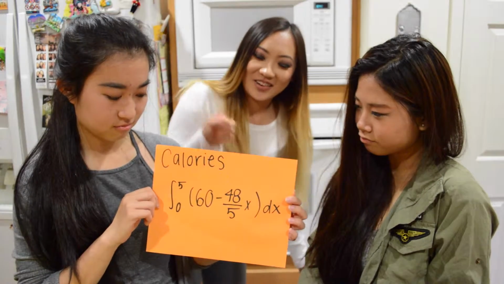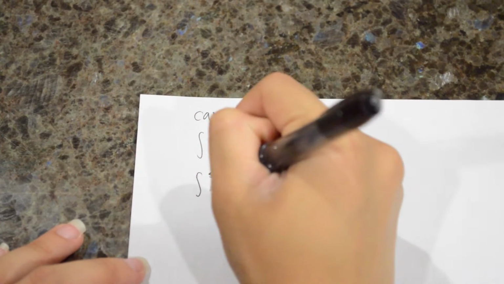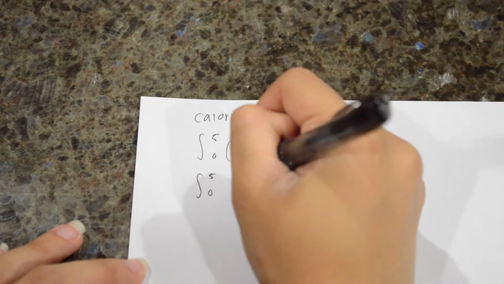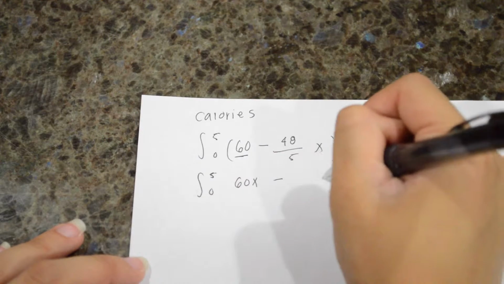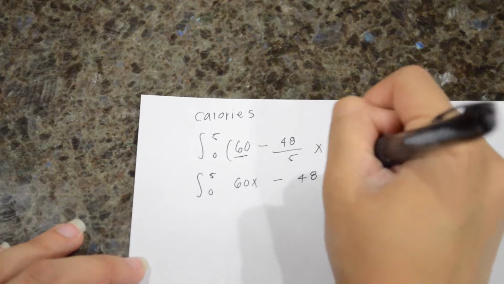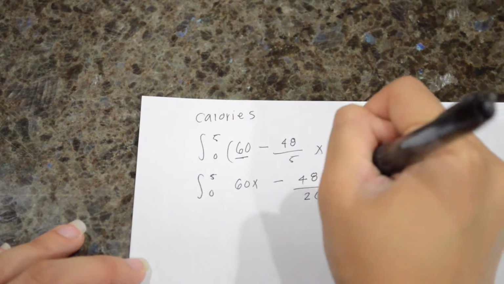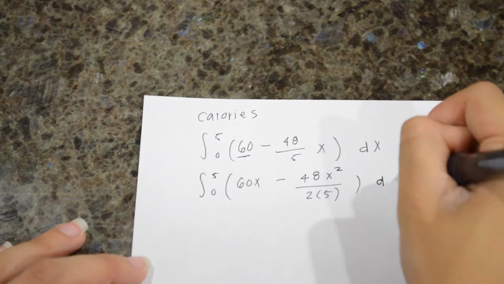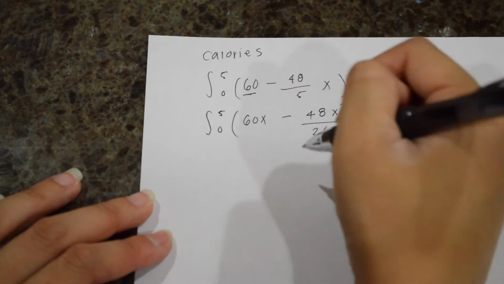This is how you work this equation out. So we're going to be taking the integral to find out how many calories are in the brownies. So first let's take the antiderivative of 60, which is just 60x, and the antiderivative of 48 over 5x, which is 48 over 5x squared over 2 and dx. And now we are going to plug in the interval, which is from 0 to 5.